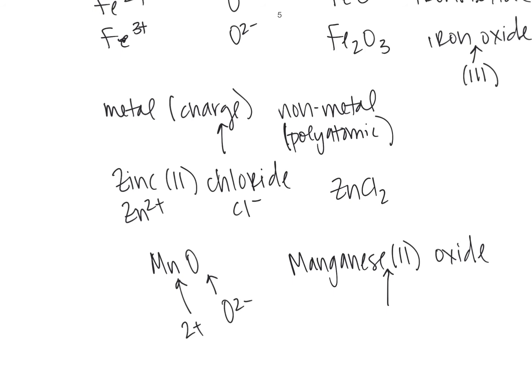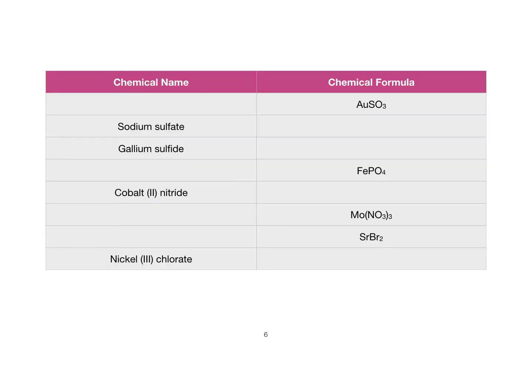So let's look at some examples of naming and going back and forth between the formula and the chemical name. So here is chemical formulas on the right, chemical names on the left. So at this point, you should be using both the polyatomic table and your periodic table. As we move forward in the semester, you're going to want to be able to just know what the answers are. So Au is gold.